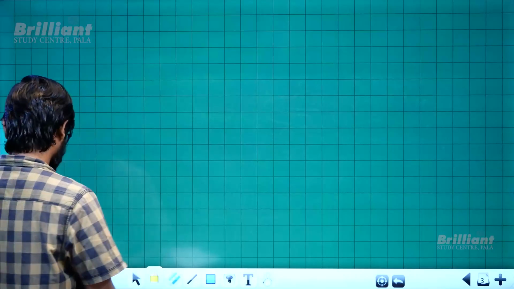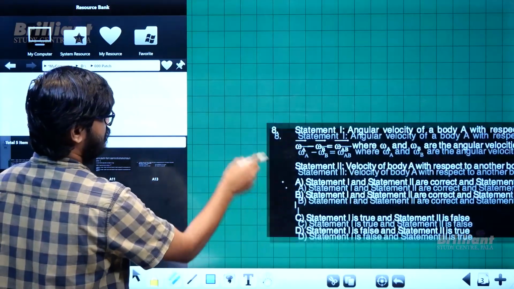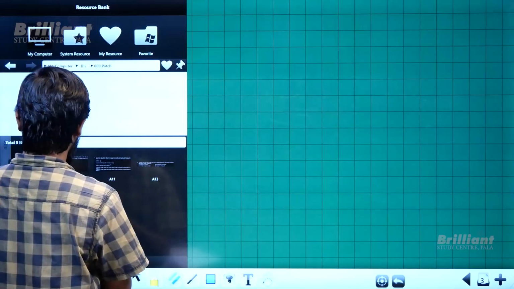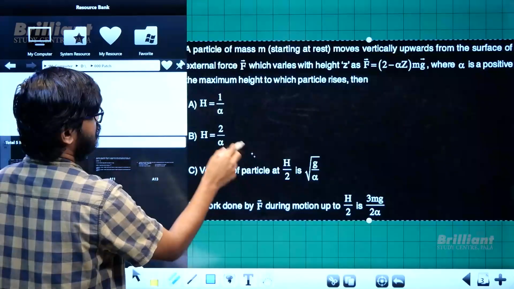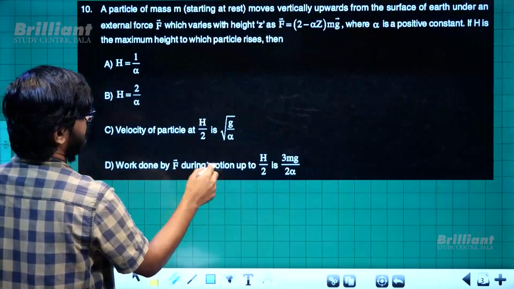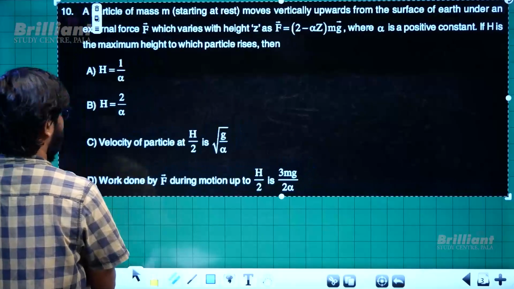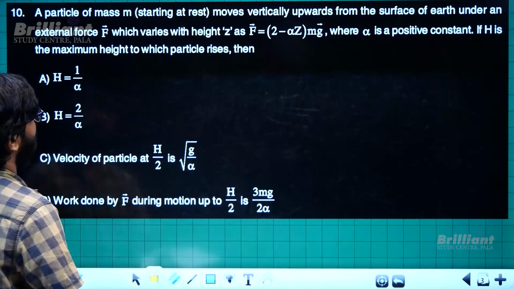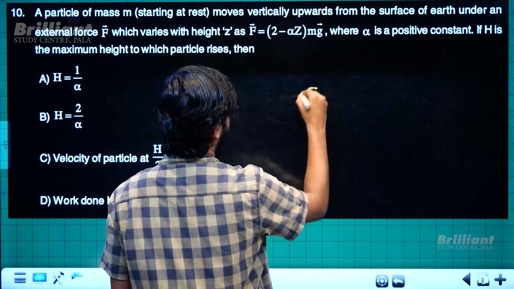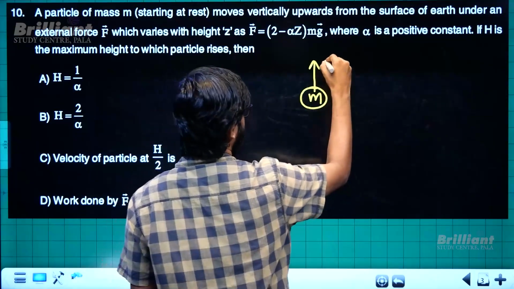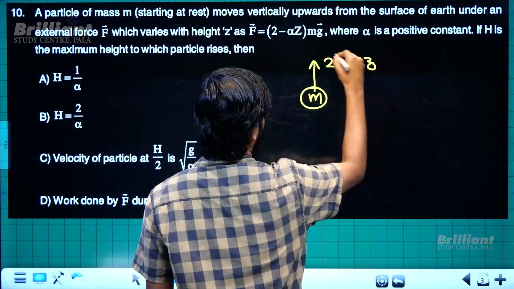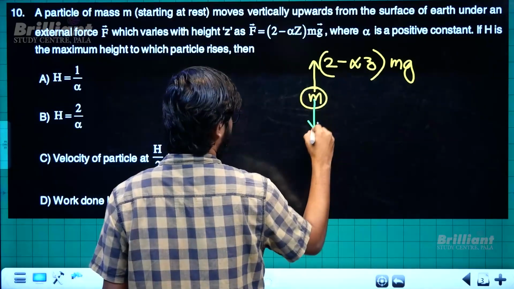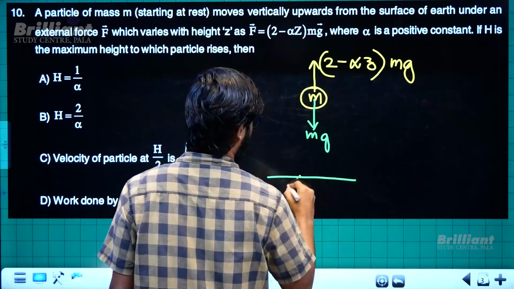Yeah, we'll go to the leftover questions. Okay, this question is from circular motion, right? This is one question which we did in the very beginning using kinematics, but now we'll be doing it using work, energy, power. A particle of mass m. There is some particle of mass m and the force in the upward direction is (2 minus alpha z) mg and weight is mg downwards, where z is the height from the ground.